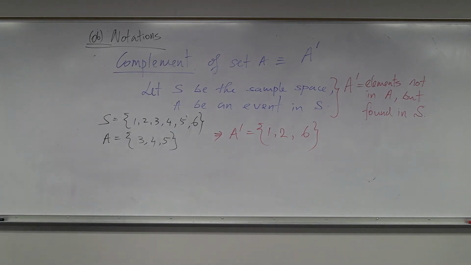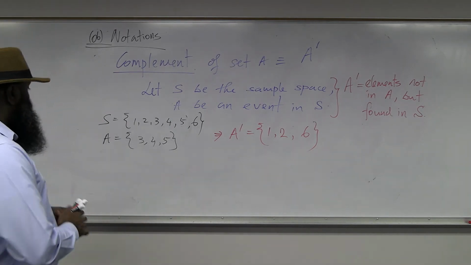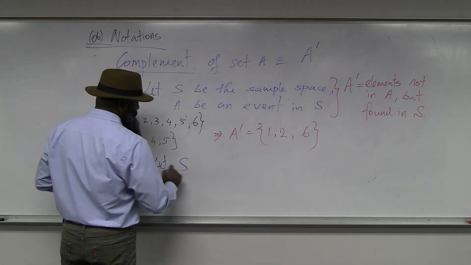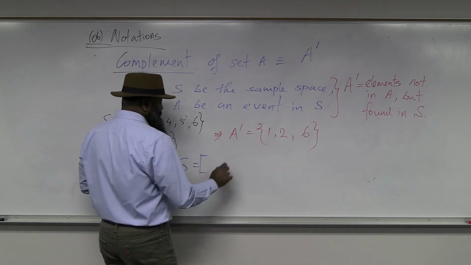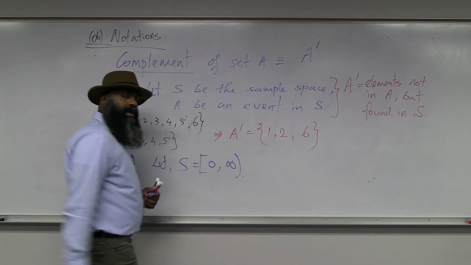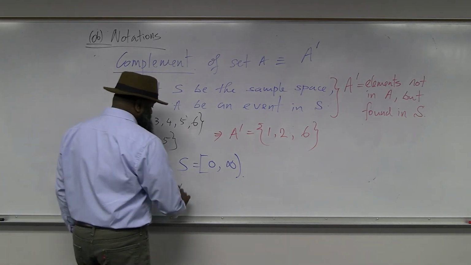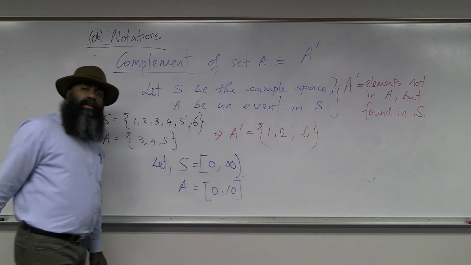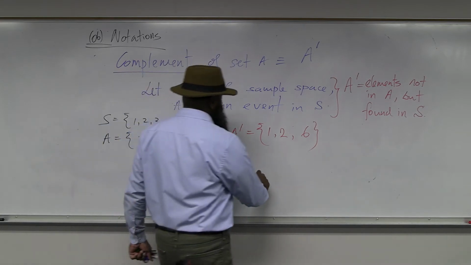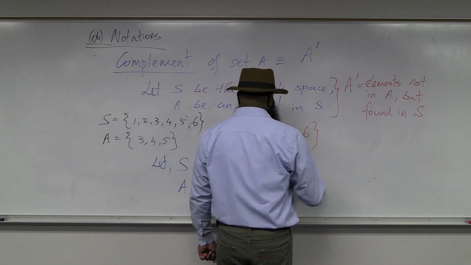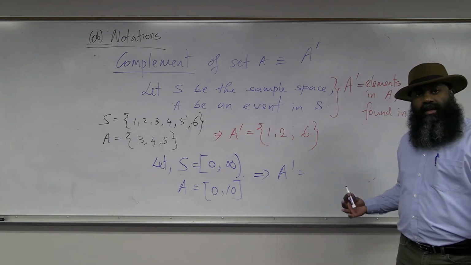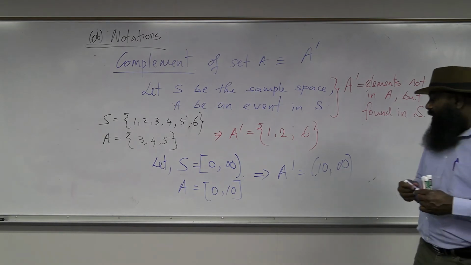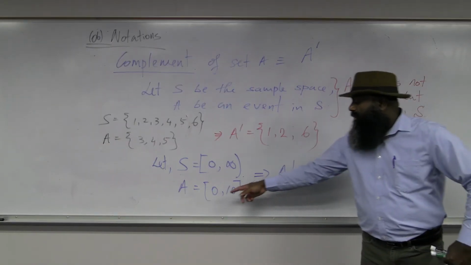We will also look at an example for the continuous random variables. So I will let S be 0 to positive infinity. And I will define A as the event 0 to 10 inches. So what should be my A prime? Should be from 10 to positive infinity, right? 10 to positive infinity. And for mathematical accuracy, I wrote this as open parentheses because 10 should not be included.